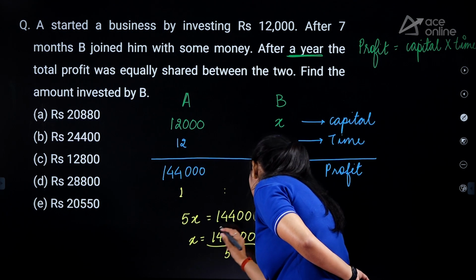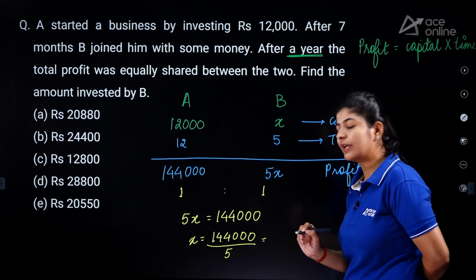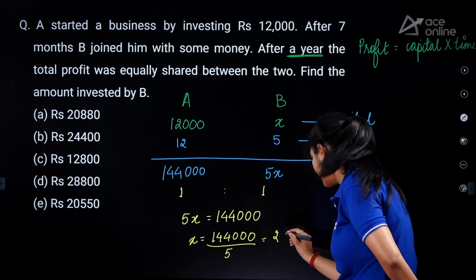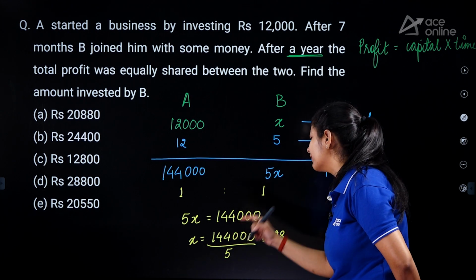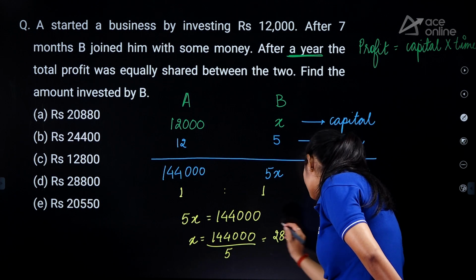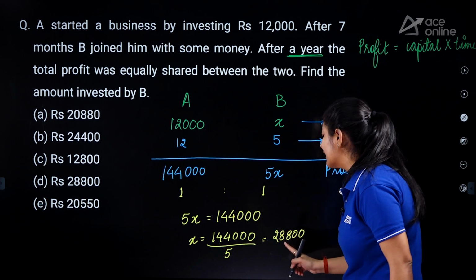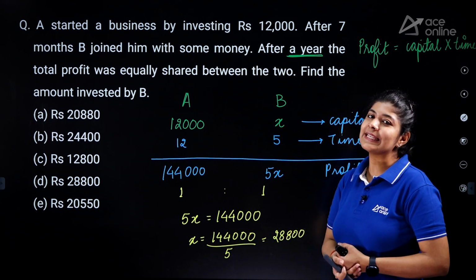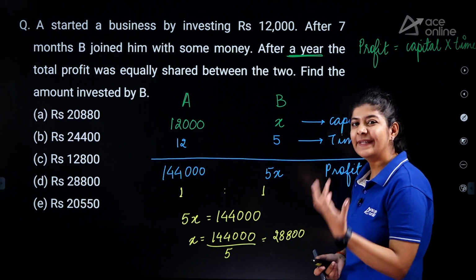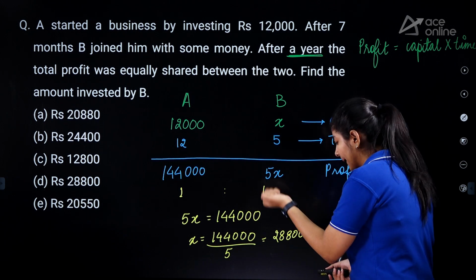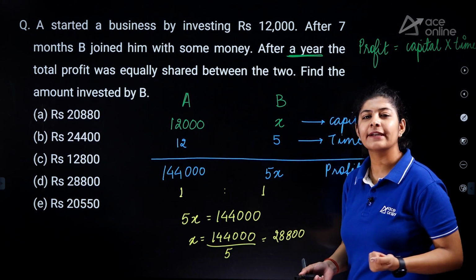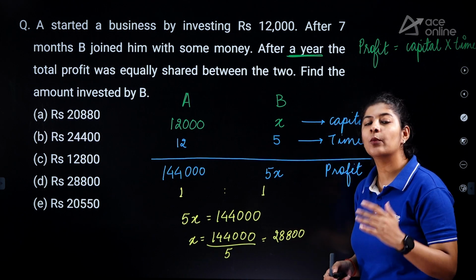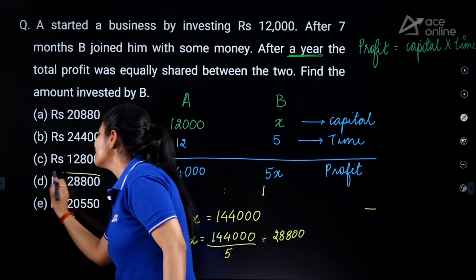X is nothing but 144,000 divided by 5. So here we know that 5 into 2 is 10. So we are having 4 remaining. 5 into 8 is 40. So we are having 8 over here. We are left with again 40. So 8 and the 2 remaining 0. So the value of x that we are getting is 28,800. So we can easily say that after 7 months, B came into the business with the capital of 28,800 and by this only, in the end of the year, he is able to get the equal profit. So the correct answer over here is option number D.